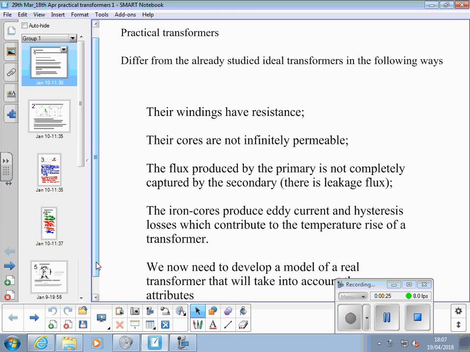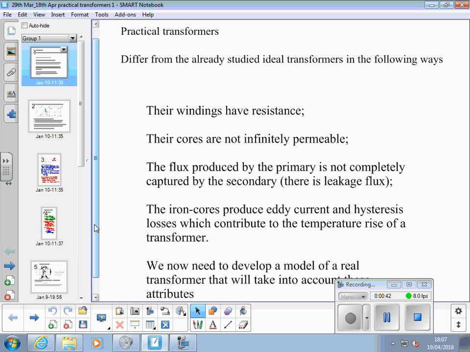The windings actually do have resistance. The core is not infinitely variable, i.e. there is a limit to the amount of magnetism you can pump into the core. After that, it saturates. Not all of the flux produced by the primary is completely captured by the secondary.